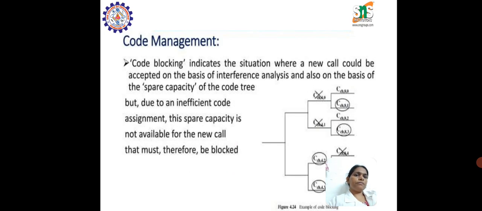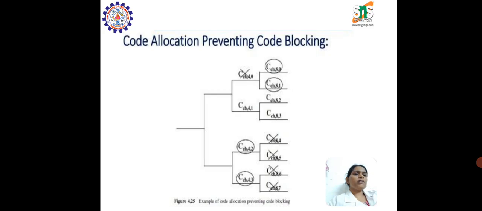Next is code blocking, which indicates a situation where a new call could be accepted based on the interference and also based on the spare capacity. But due to inefficient code assignment, this spare capacity is not available for the new call, which means it is blocked. So this diagram is an example of code allocation which prevents code blocking.